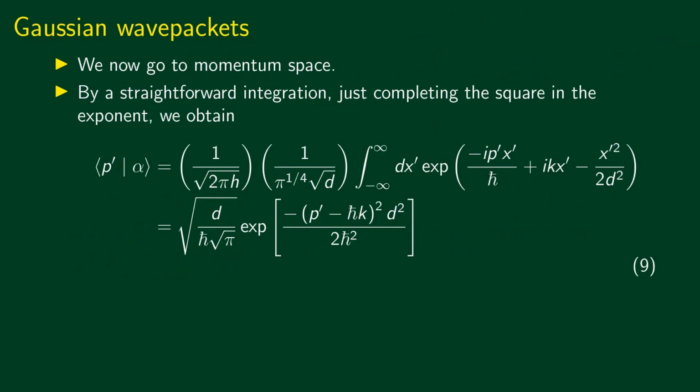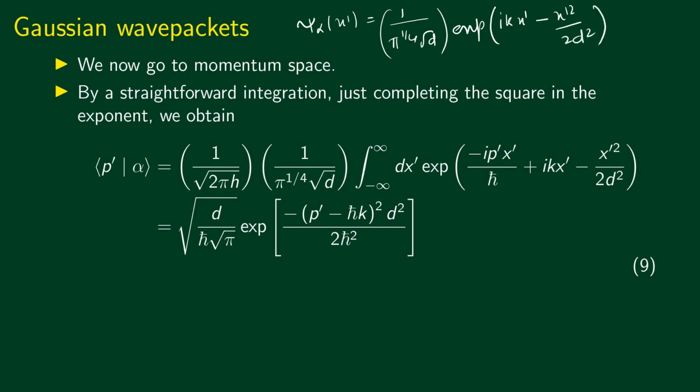Now let's go to the momentum space wave function. We already have the position space wave function psi alpha of x prime, which is given as the Gaussian wave packet, 1 divided by pi raised to 1 by 4 square root of d, times exponential of i k x prime minus x prime square divided by 2 d square. This was our position space wave function. Now we can find the momentum space wave function.